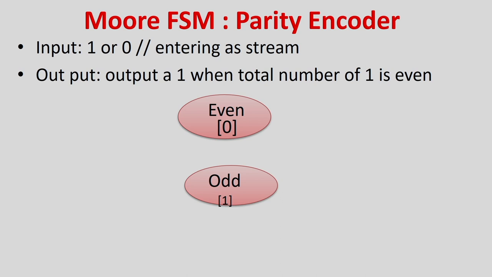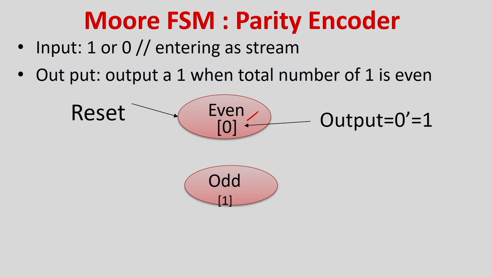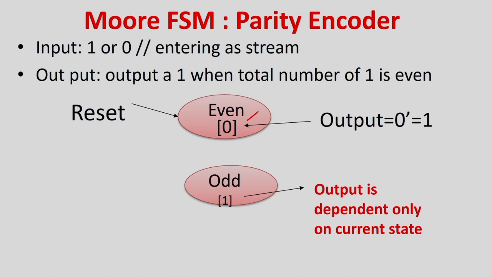Suppose with this example, the inputs are 0 or 1 entering a stream, and the output is 1 when the total number of 1s is even. If the number of 1s already encountered in the stream is even, then the output is 1. Initially, 0 number of 1s will have been encountered, so it will be in the even state by default. If you encounter a 1, then it will go to the odd state. The output depends only on the current state. In Moore machines, the output depends only on the current state, and if you encounter a 1 input, it will move to the odd state, and if you encounter a 1 again, it will go to the even state. That means if you are in the even state, then the output is equal to 1.